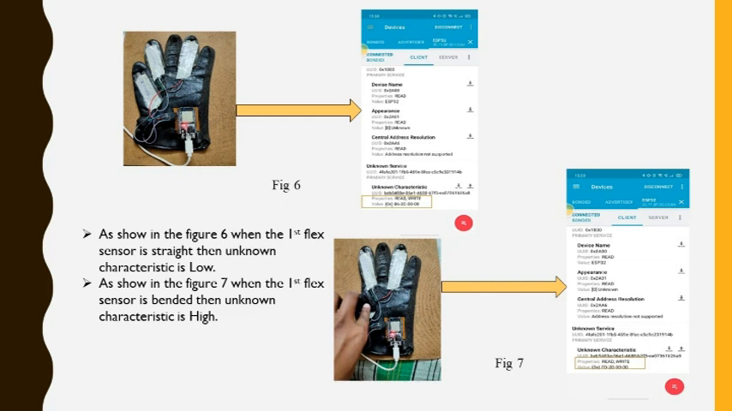As shown in figure 6, the flex sensor is straight, then the unknown characteristic is low. Then, as shown in figure 7, the flex sensor is bent, then the unknown characteristic is high, as shown in the figures.